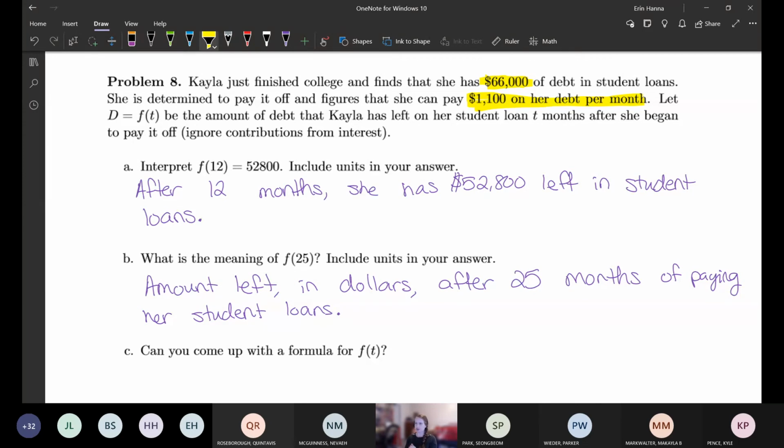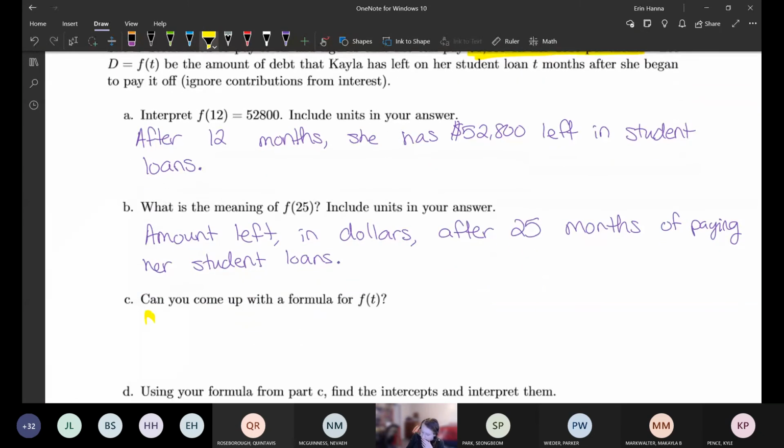If you just started listing out a really long formulation, depending on how many months you're working over, it'd be 66,000 minus 1,100 minus 1,100 minus 1,100 and so on and so forth. The number of 1,100s would depend on how many months you've paid it off. So we can formulate this function by taking the starting point of 66,000 and subtracting off 1,100 times the number of months. And that would be an acceptable function for this.